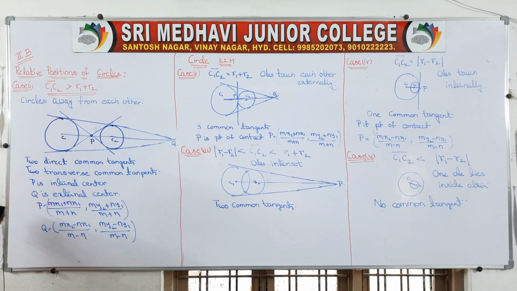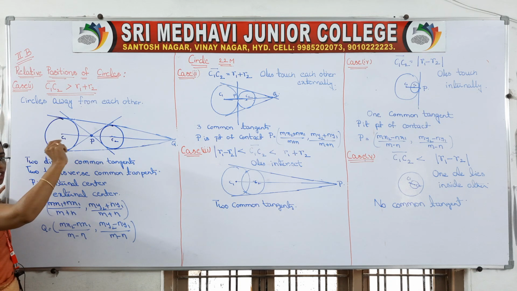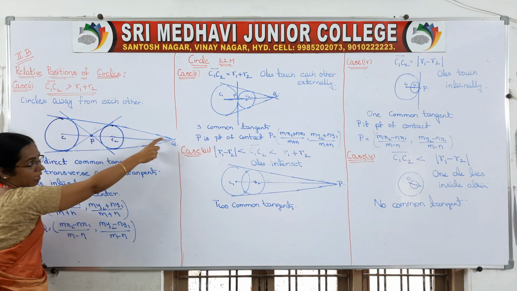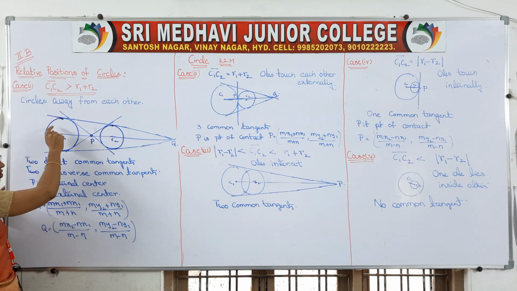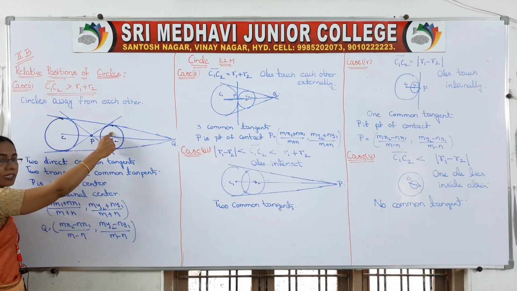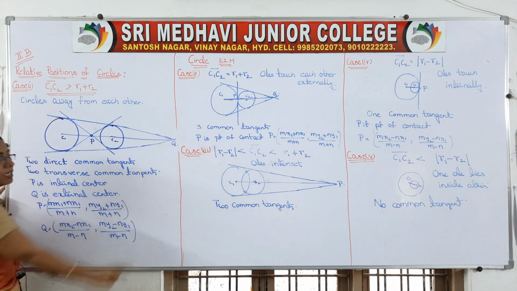Now come to the question of how many tangents are possible, common tangents, not just tangents. We can draw any number of tangents, but how many common tangents are possible? So this is one common tangent. Tangent means the line which touches the circle at one point, right? Common means both. That line must touch this circle as well as this circle. So this is one common tangent. This is another common tangent.